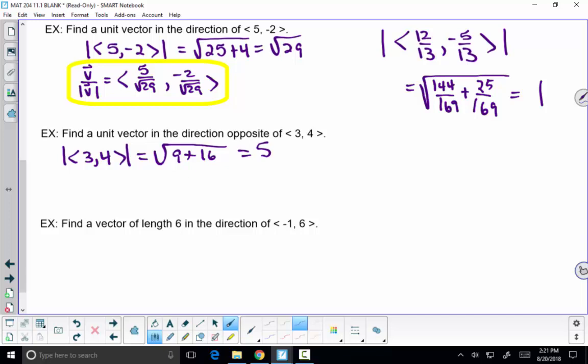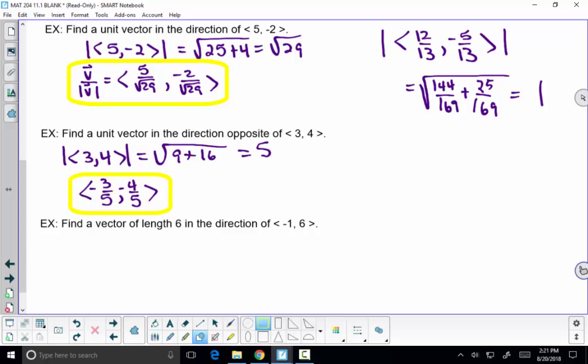So if we want to find a unit vector in the direction opposite, this vector right here, 3/5, 4/5, that's going to be a unit vector pointing in the same direction. So if we want a vector pointing in the opposite direction, multiply by -1. So we put a negative in front of each of those. And we now have a vector of length 1 that points in the opposite direction as the original vector. So that's the vector we're looking for. This is the vector you are looking for. That vector.